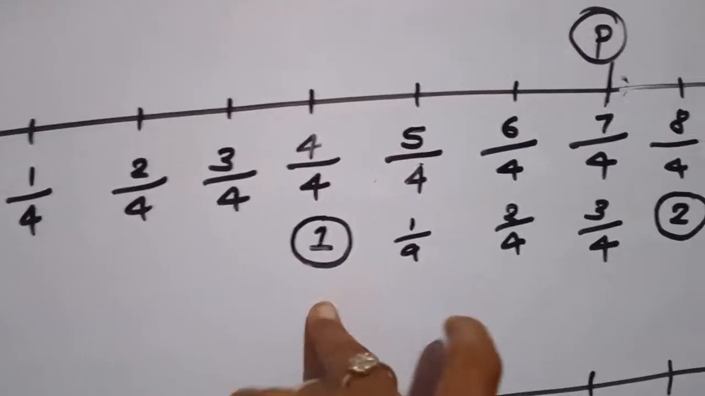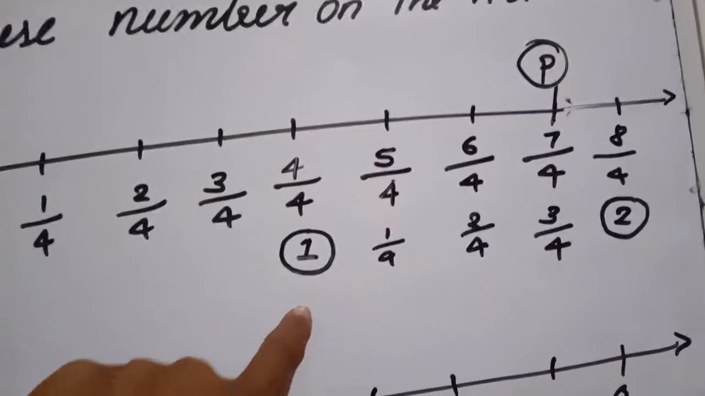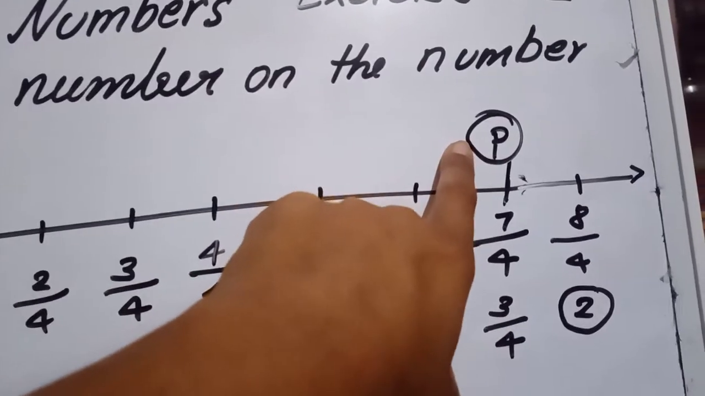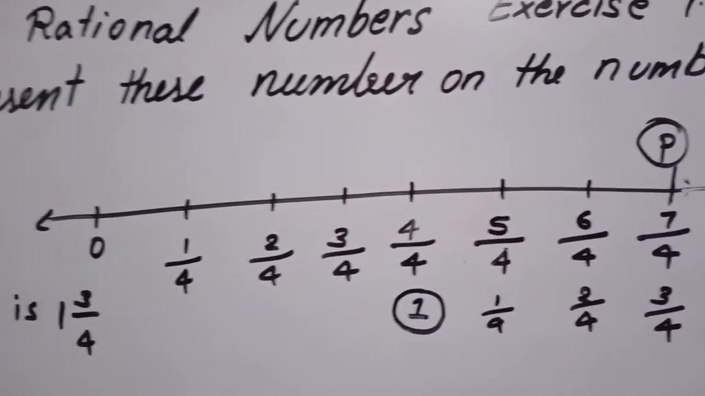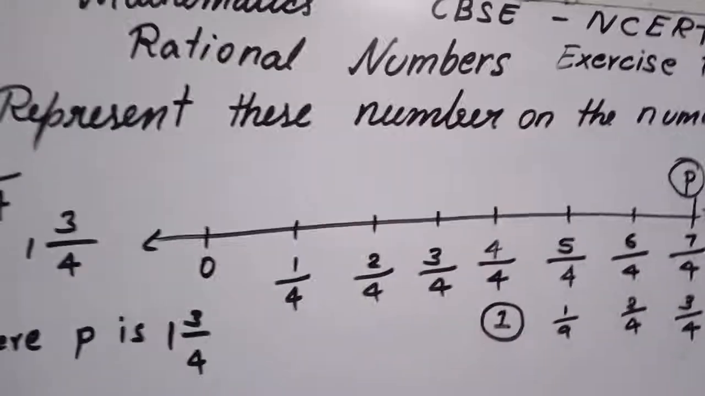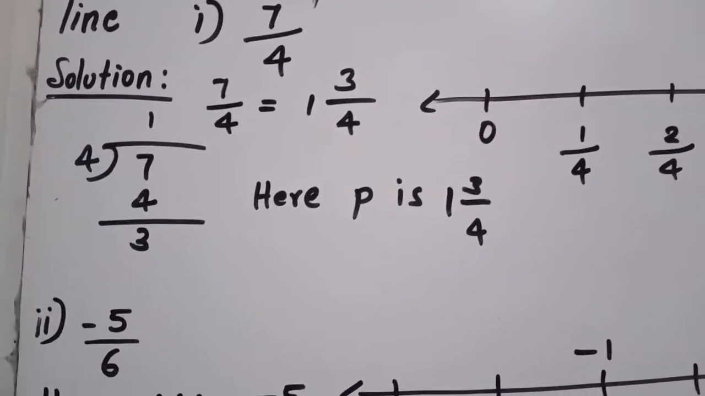So 1 is here, and 3 by 4 means, if you simplify, we will be getting 1 after the first part, second part, third part. So this is P. Here P is 1 3 by 4. It means 7 by 4. In this way you can easily represent it on the number line. Now let us go to the second question.